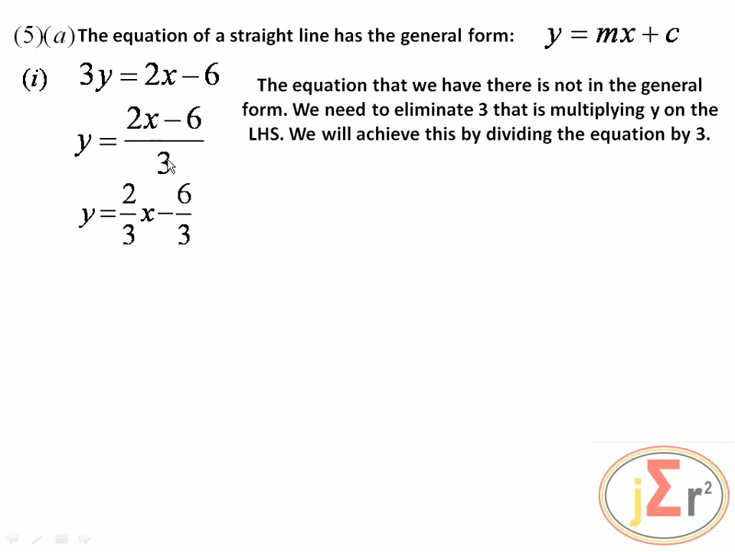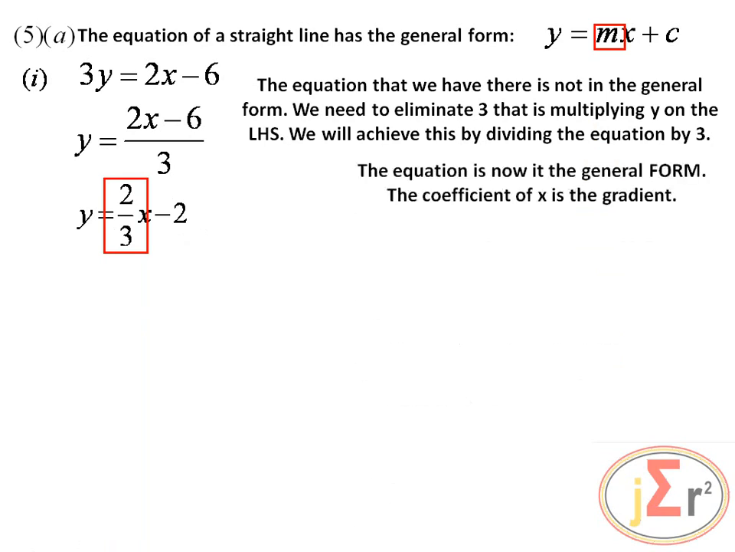That is also equal to dividing this term by 3 and dividing the other term by 3. 2 over 3, and we have 6 divided by 3 is 2. Now that we have the equation in the general form, the coefficient of x is the gradient, as we have it right here. Gradient, which is m, is 2/3.